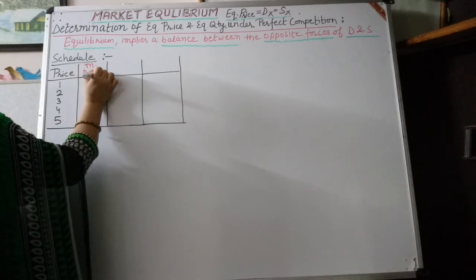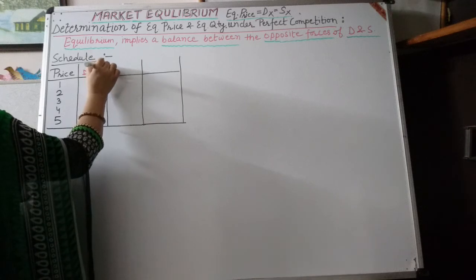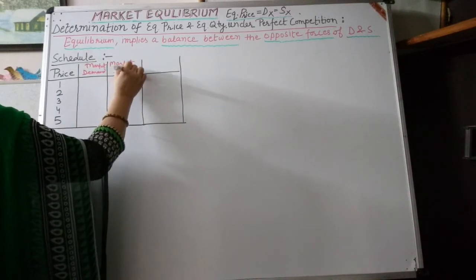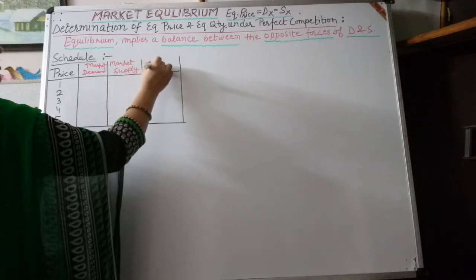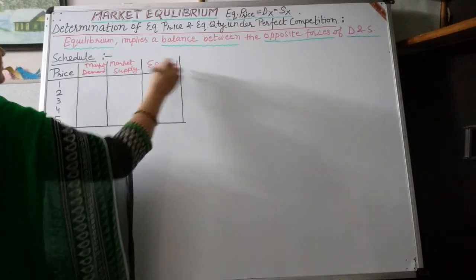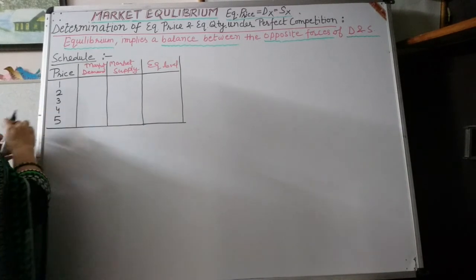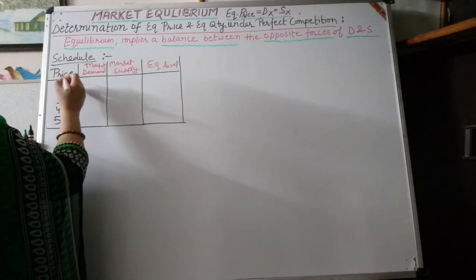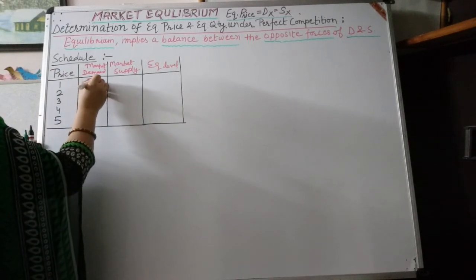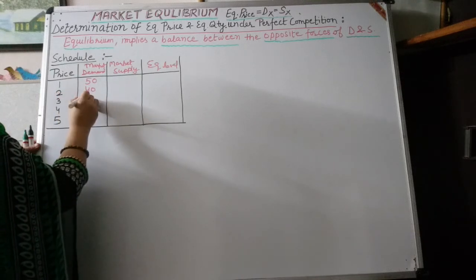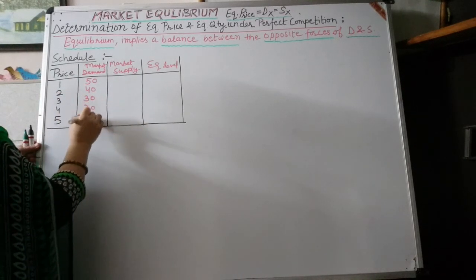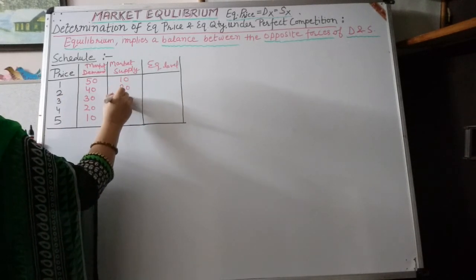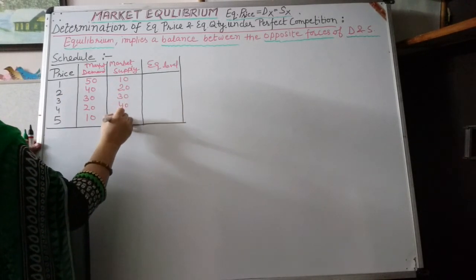So this is a situation of market demand and market supply, then equilibrium level. So these are the 5 levels of different prices given. At the rate of 1 rupee, 50 kilograms of commodity was demanded. As price increases, demand diminishes, and as price increases, supply increases in the economy.